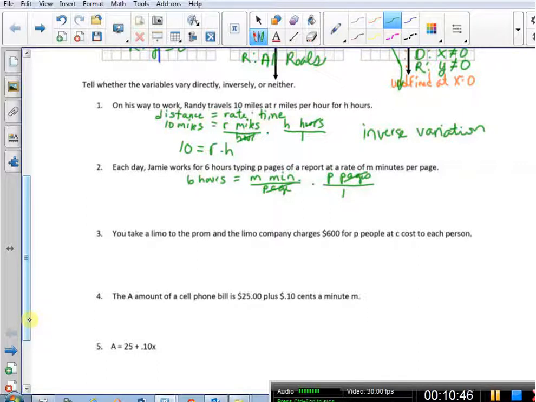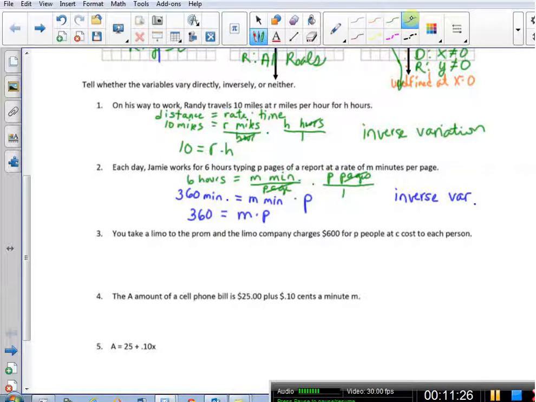I've got hours. We're in minutes, so I should convert that 6 hours. 1 hour is 60 minutes, so 6 hours should be 6 times 60, which is 360 minutes. So 360 minutes equals m minutes times P. And we've got the minutes matching up. So basically the formula is 360 equals m times P. That is, again, inverse variation.